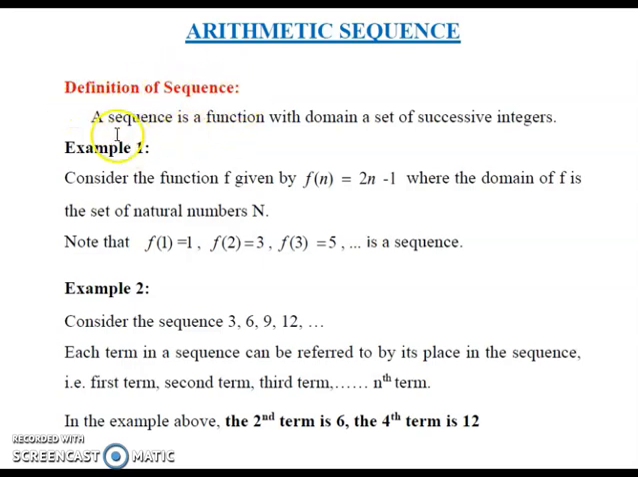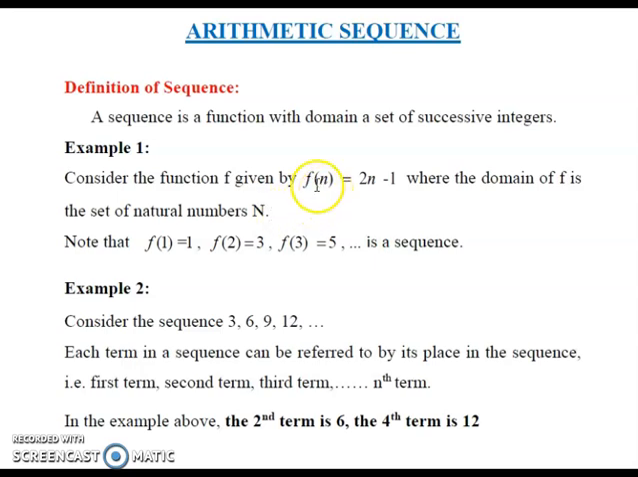Definition of a sequence. A sequence is a function whose domain is a set of successive integers. For example, consider the function f of n is equal to 2n minus 1, where the domain of this function is the set of natural numbers n. That means all counting numbers, all natural numbers 1, 2, 3, 4 and so on.